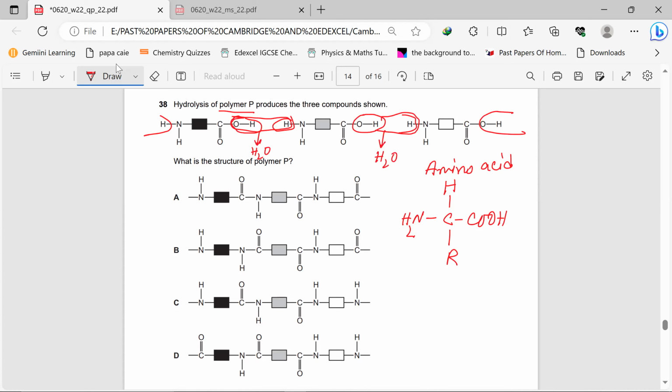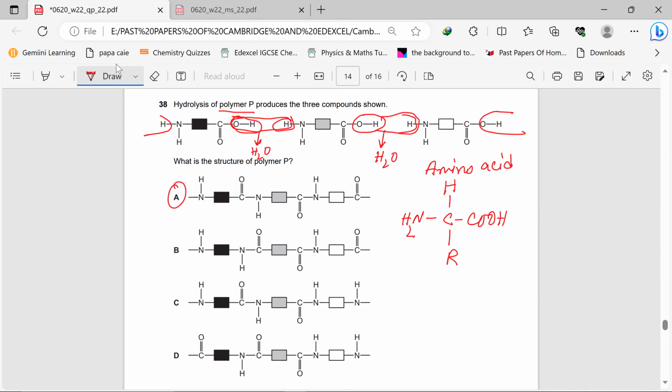So NH, black block, then C double bond O, C double bond O, then NH, NH, then gray block, C double bond O, C double bond O, then you have NH, NH, then this block, and C double bond O, then bond extension. A is the only correct answer.